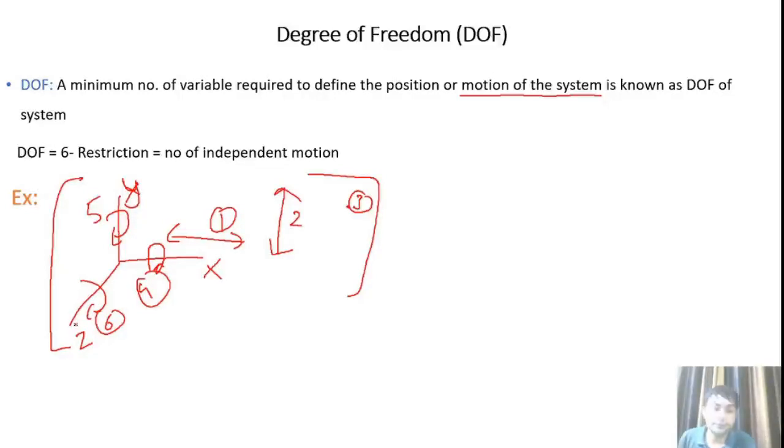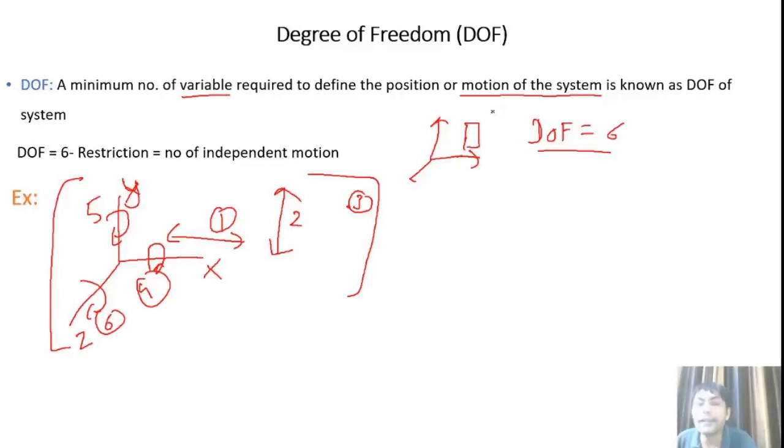So what is the degree of freedom? The minimum number of variables required to define the position or motion of the system. This means if a body is in space, then the minimum number of variables required must be 6, because 6 types of motion can be there. So the degree of freedom is equal to 6.